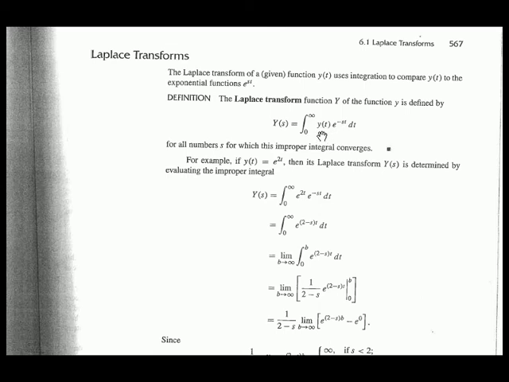So this is a transform because it takes a function of t, y of t, and integrates over t times e to the minus st, where s is a constant as far as the integration is concerned. So this just gives you a constant, but the constant depends on s. So it basically gives you a function of s, because for each different s, this gives a different integral. So it transforms a given function, little y of t, into what we'll usually call capital Y, the Laplace transform.